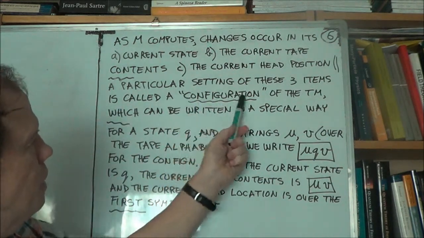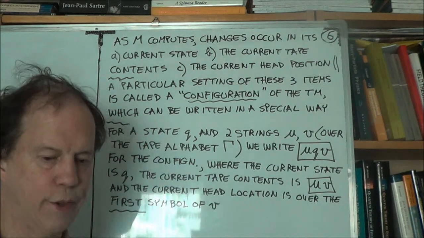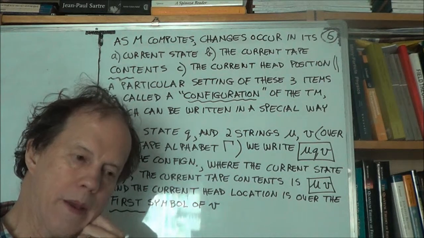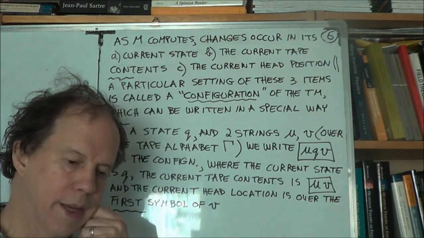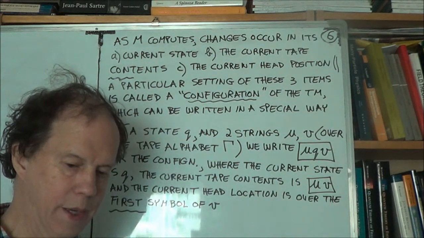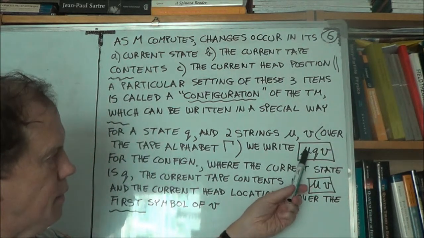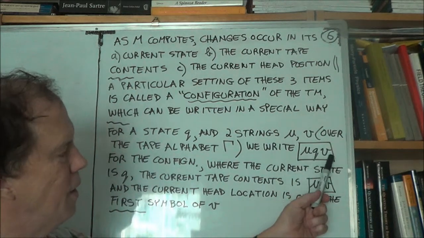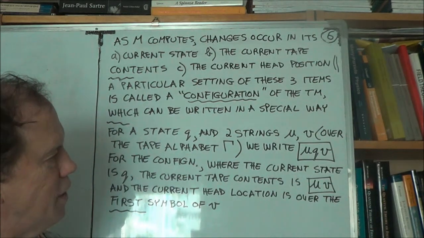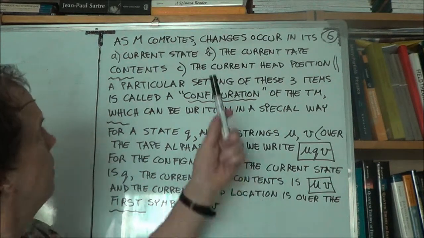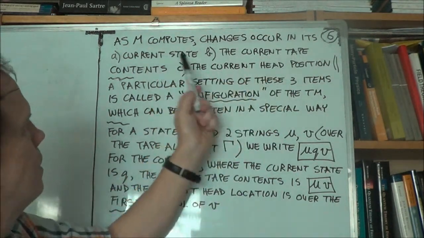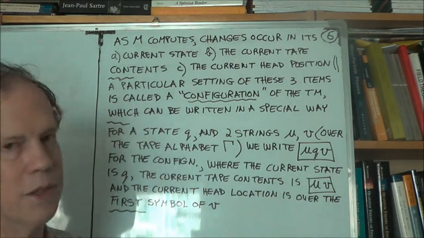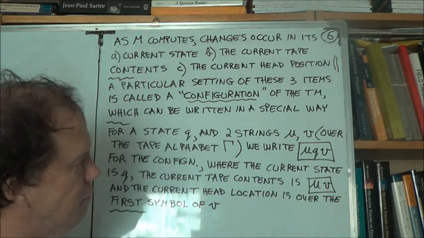Now, this concept of configuration is extremely useful, and so a kind of shorthand way of writing it down has been found, and basically it looks like this. Just UQV, that's it, right? You can specify the whole configuration, all three items: the current state, current tape contents, and current head position. All three of those things are in this short little phrase.